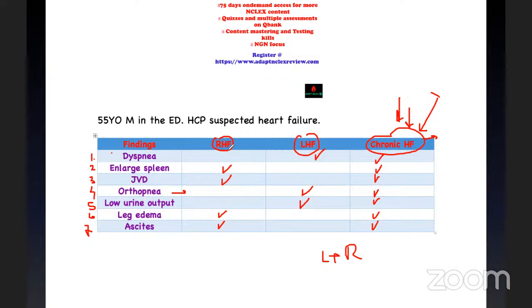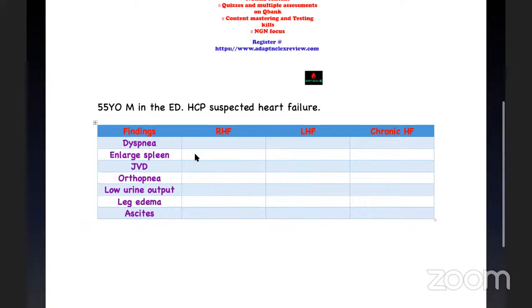It's not just right or left. The right I call systemic congestion, and the left is pulmonary congestion, so those are the pulmonary symptoms. Chronic heart failure is both: you have both systemic congestion and pulmonary congestion.